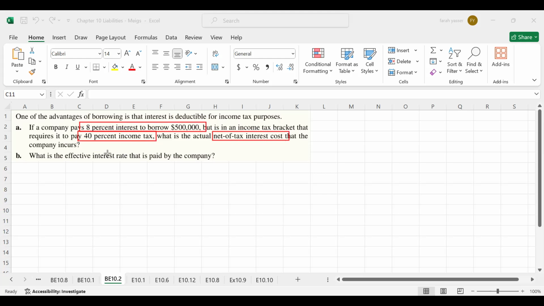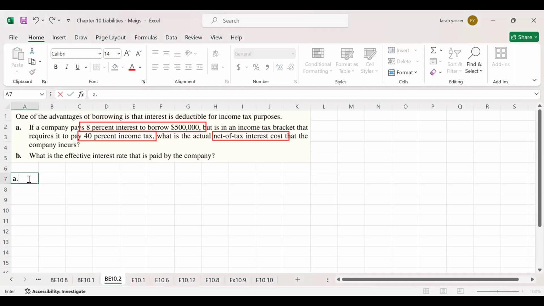As we know, interest expense is a deductible expense for income tax purposes. So we will have to calculate the interest cost before income tax and the interest cost after income tax, which is called net of tax. So requirement number one, or A: first of all, calculate the interest cost before income tax.